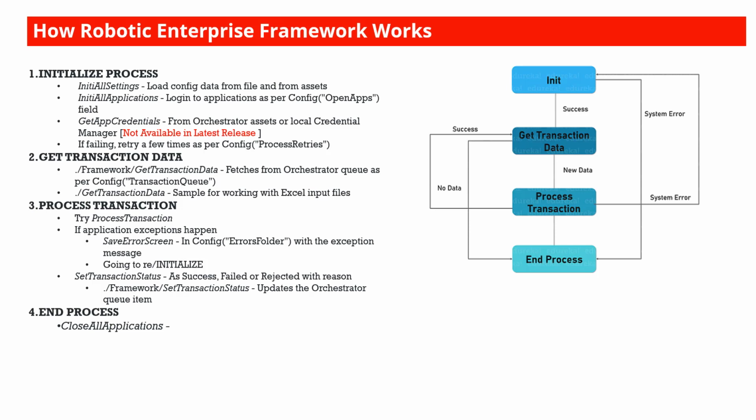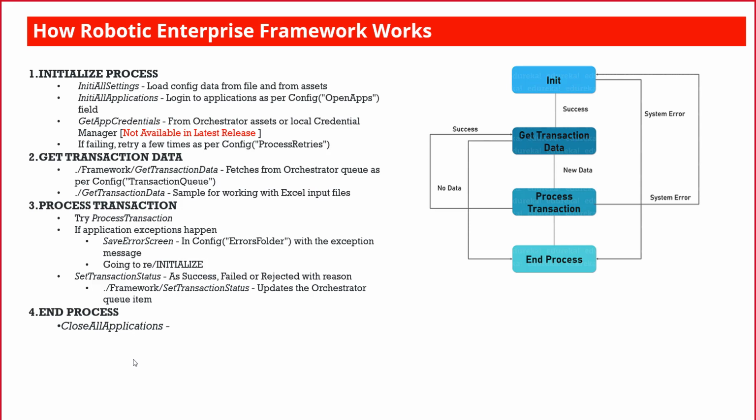Now in the process transaction, we could have a system error, or system error is written twice. That's a typing mistake. So you could say that as system error or business error as well. So in the case of that, it will move to the next point. Now, these are the workflows which are available in the RE framework, and the UiPath team keeps changing them. So previously there used to be a get app credential, which has now been removed, so it's not available in the latest release. But let's look at these workflows one by one by going into UiPath Studio, right? Because they might have changed.